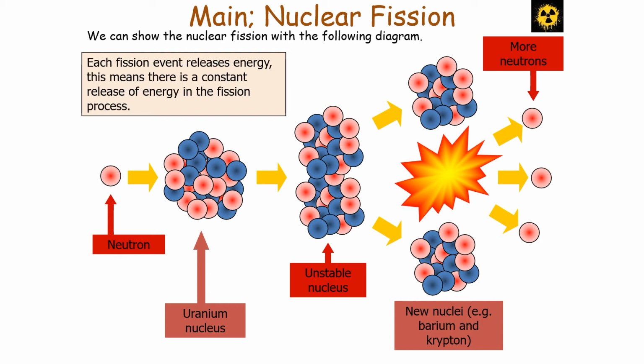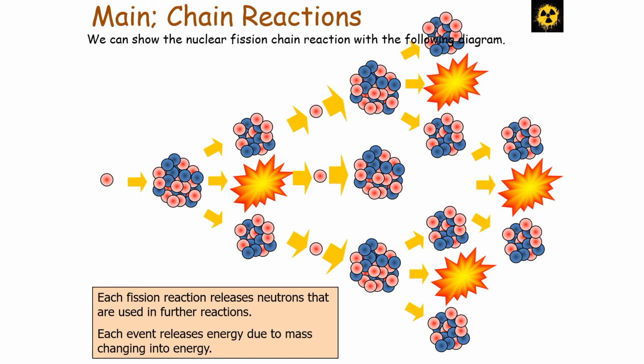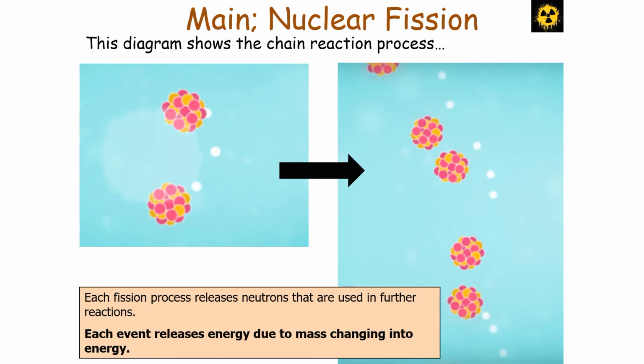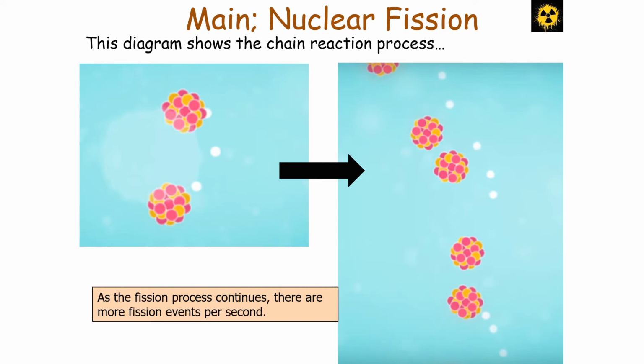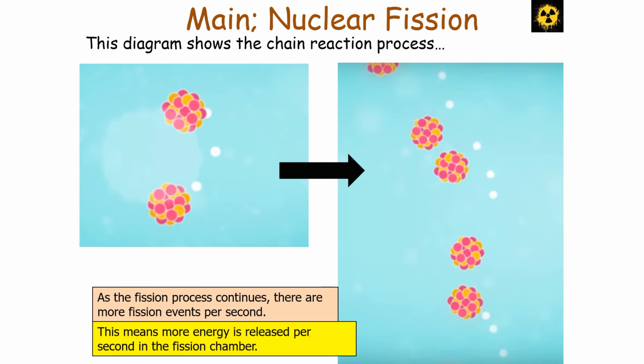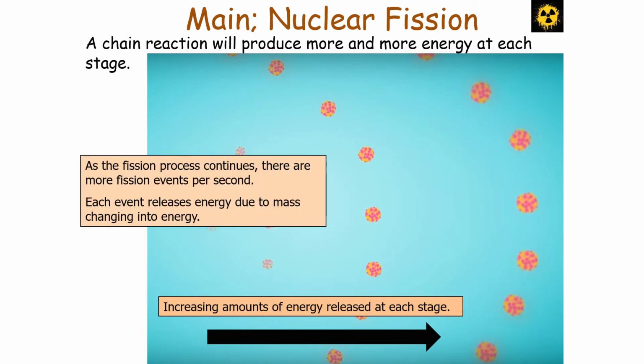Now each fission event releases energy, which means there's a constant release of energy in the fission process. Each fission reaction releases neutrons that are used in further reactions, and you get more and more energy released. Each event releases energy due to mass changing into energy. As you'll notice, as the fission process continues, there are more and more fission events every second. This means more and more energy is released every second in the fission chamber. So a chain reaction will produce more and more energy at each stage.